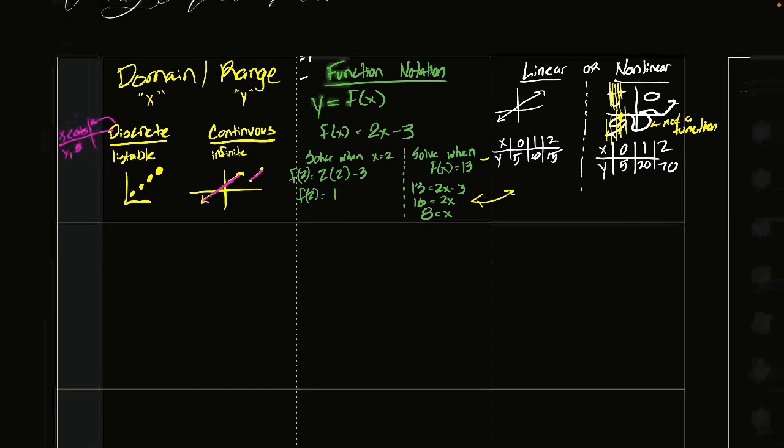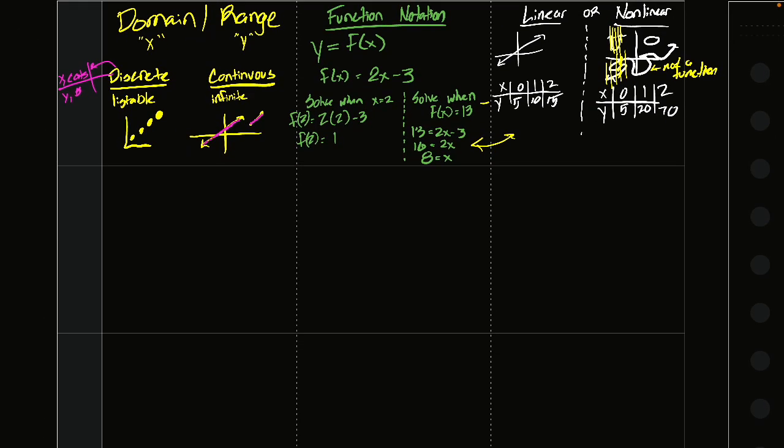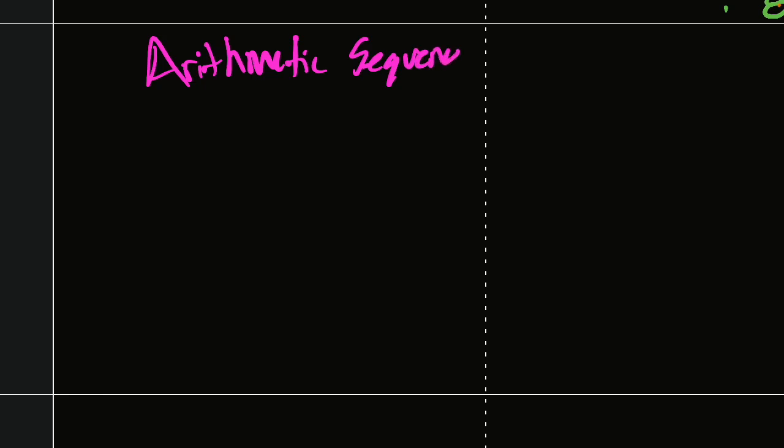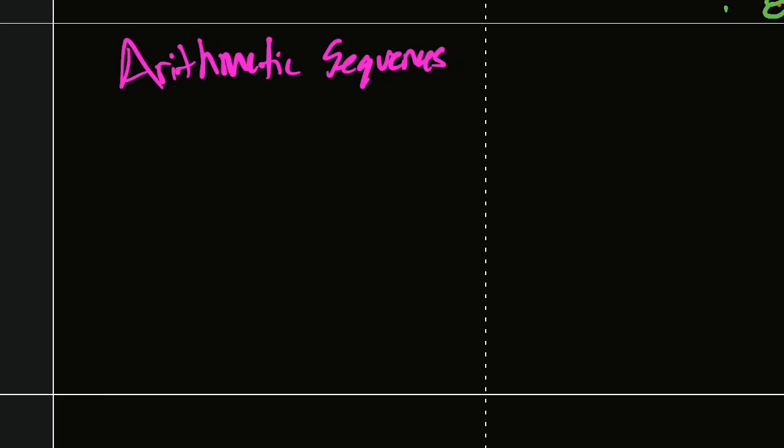Got one more thing from chapter 5 that we'll look at here, and it is arithmetic sequences. Remember, with an arithmetic sequence, that means that we are either adding or subtracting between terms. The form of an arithmetic sequence is a sub n equals a sub 1 plus n minus 1 times d.